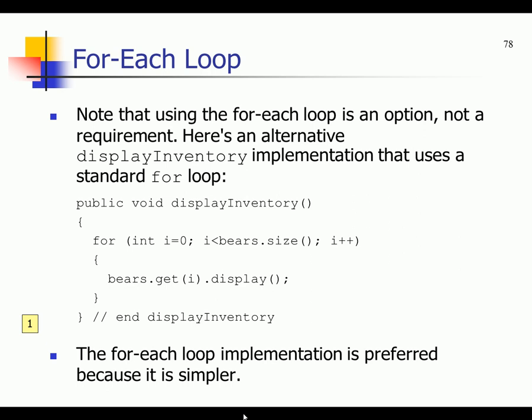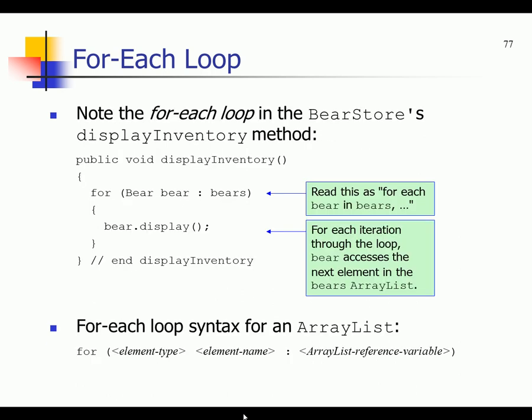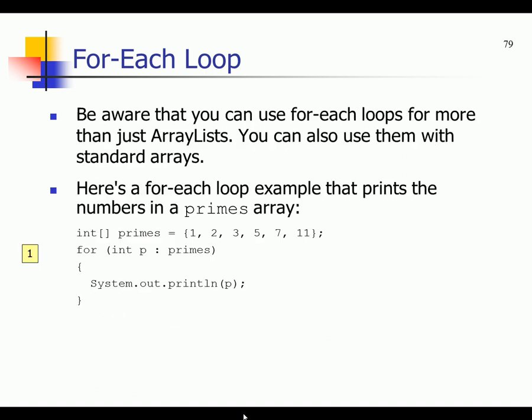If you needed a for loop that's going to do the same thing, it doesn't have to be an ArrayList, by the way. You can do this for any kind of thing. If you've got a for loop that's going to do it for each item, just use the for each loop. It's easier. It says be aware you can use the for each loops for more than just ArrayList. You also use them for standard arrays.